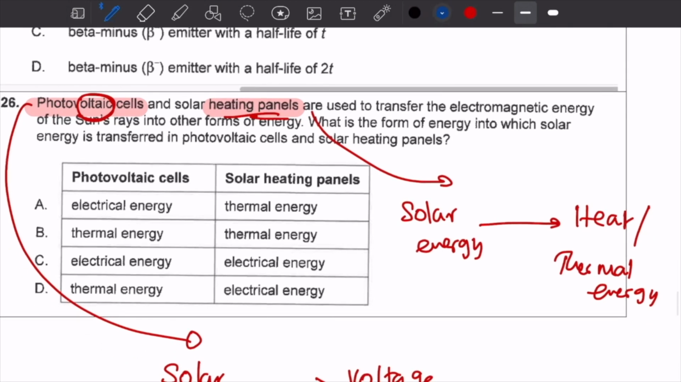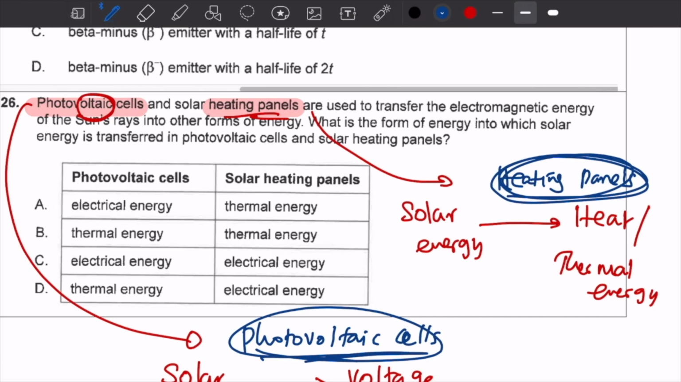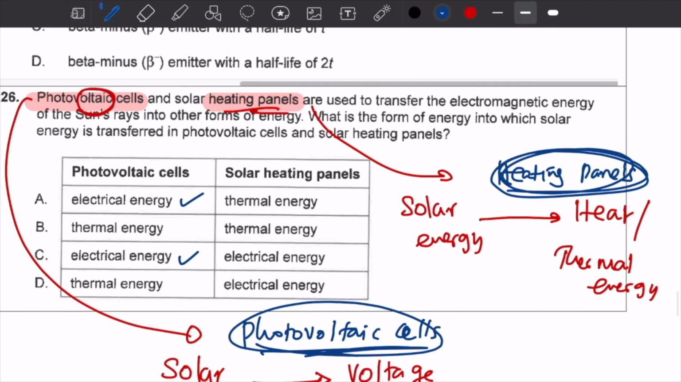That's why we use photovoltaic cells. We use this one to produce electricity. We use this one, heating panels, for what? To produce hot water for the apartments mainly. So let's check. Photovoltaic cells produce electric energy. So these two, A and C, are right. Solar heating panels should produce thermal energy. So the answer is A.